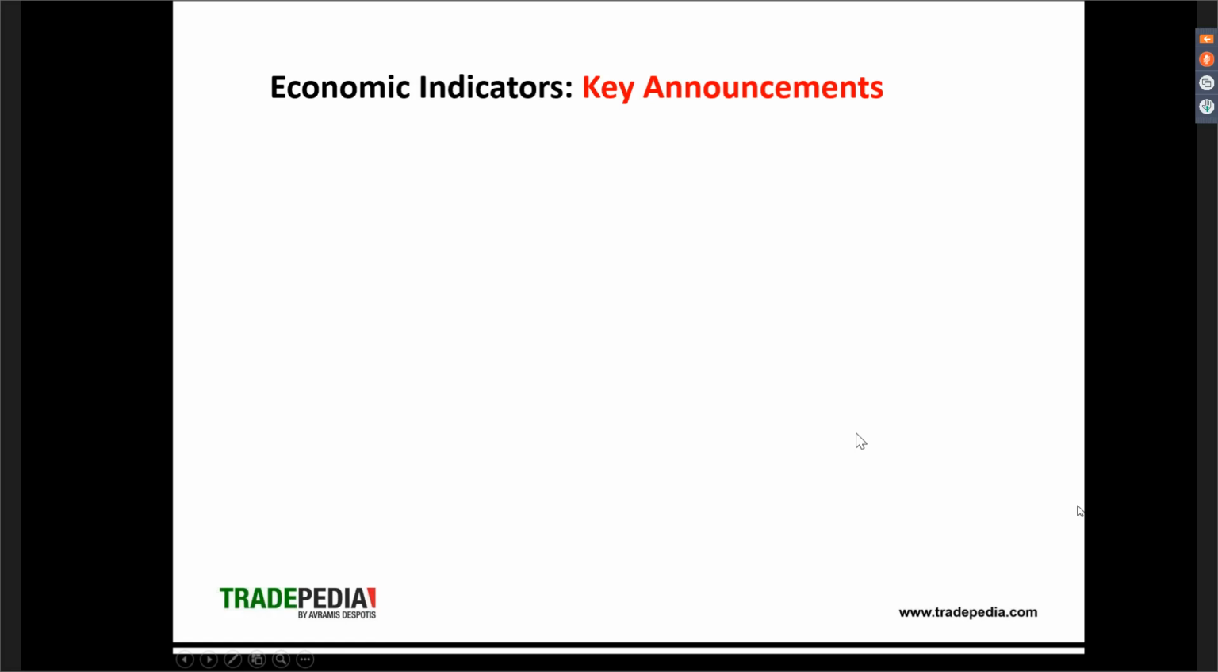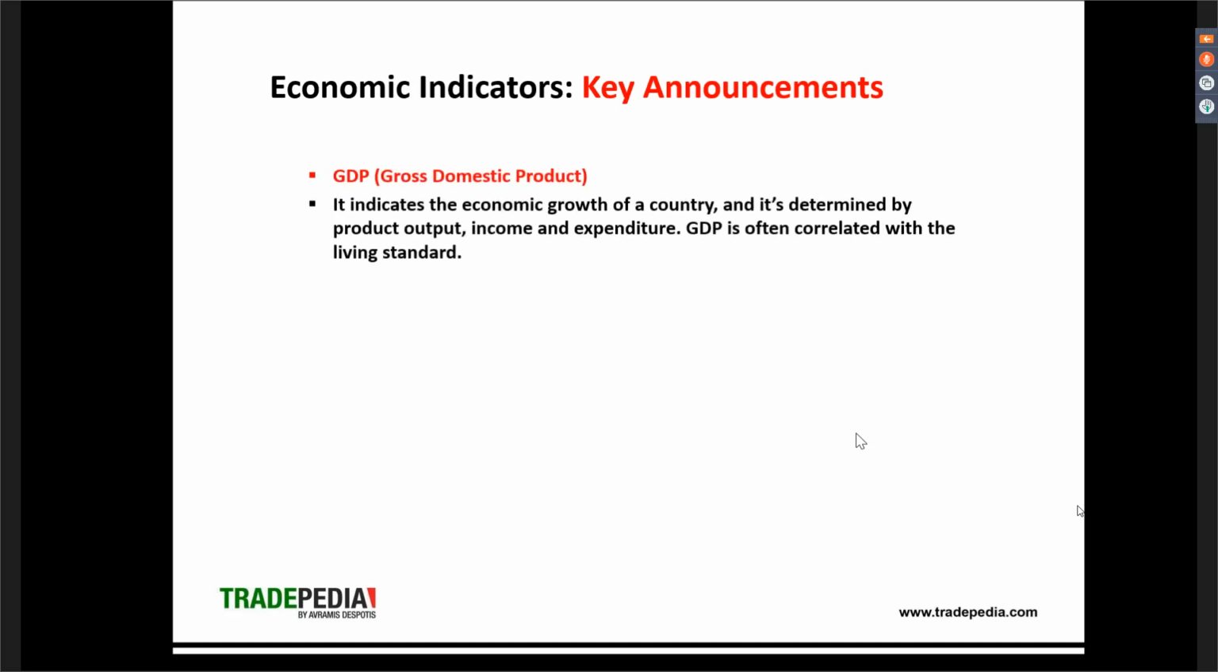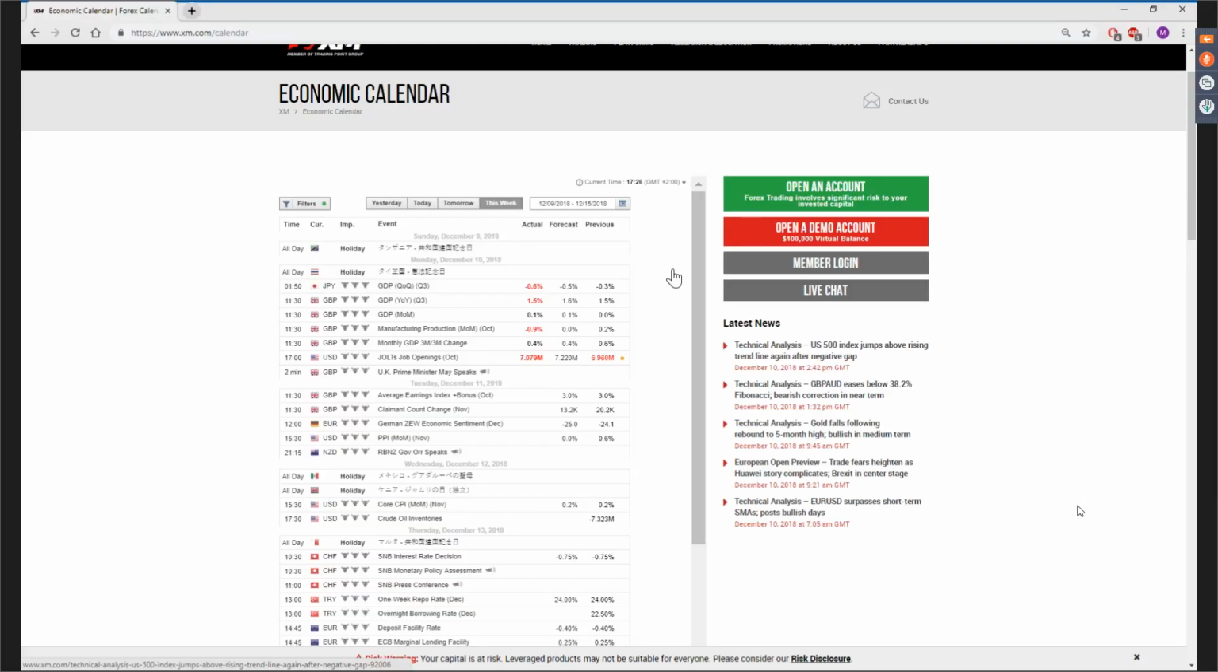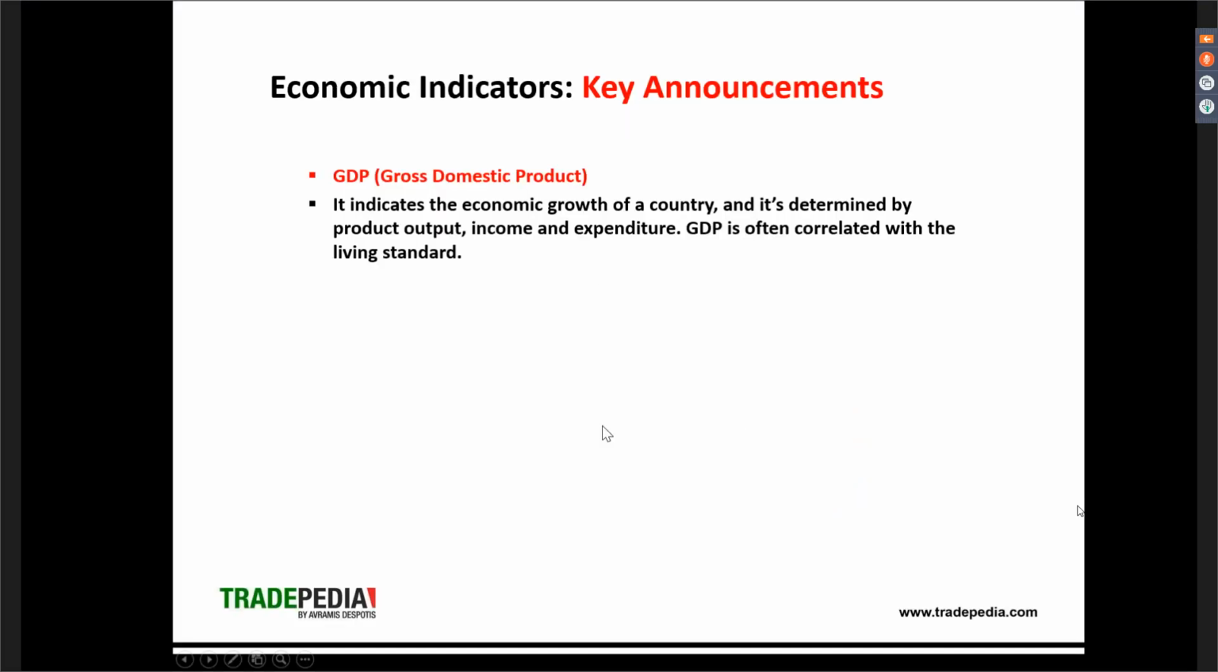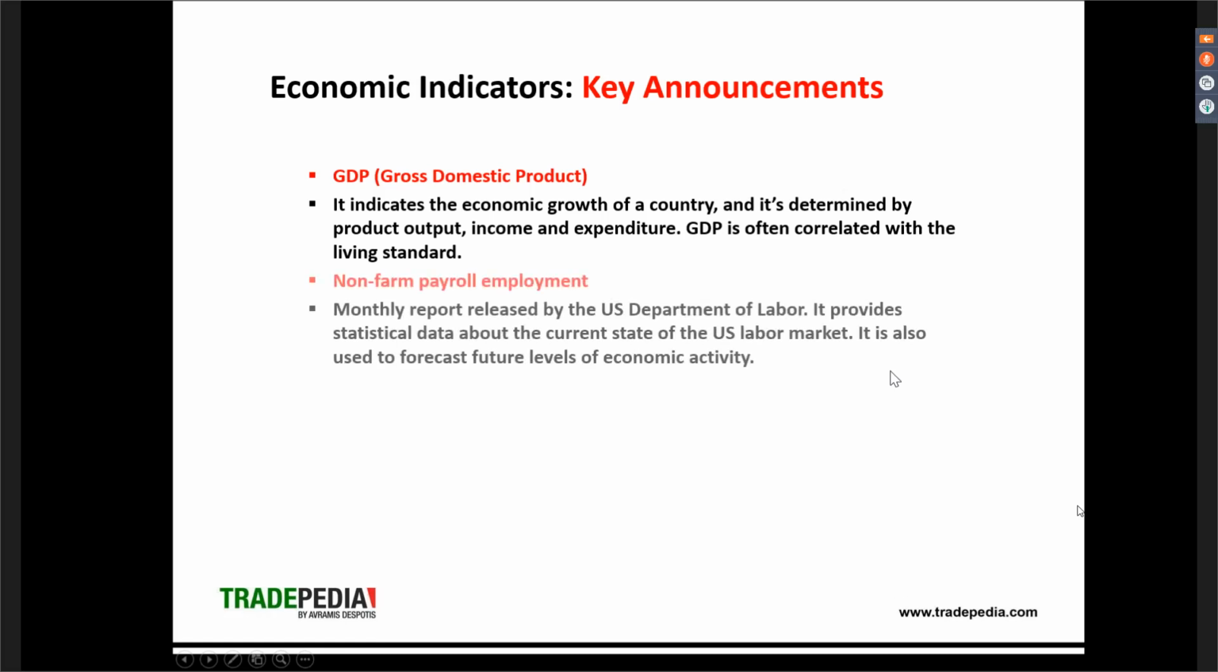So now let's see some of those announcements that are connected with some of those macroeconomic indicators we saw. So GDP, of course, it's its own announcement, as we saw tomorrow, coming out for the Japanese yen for the 3rd quarter and for the sterling pound, 3rd quarter. So GDP announcement tomorrow. It indicates economic growth, often correlated with living standards. Then we have non-farm payroll employment, yes, which is that US NFP that we saw. Monthly report released by the US Department of Labor provides statistical data about the current state of the US labor market.